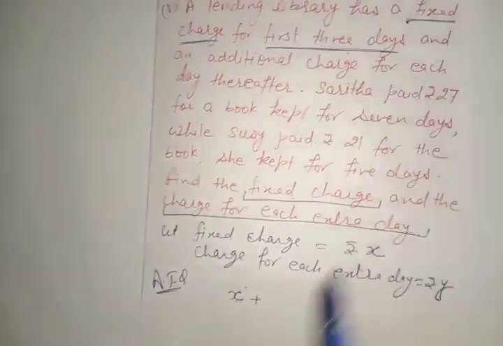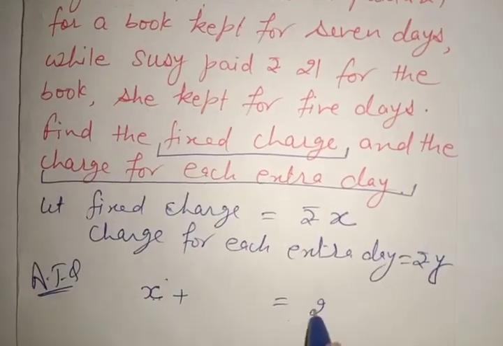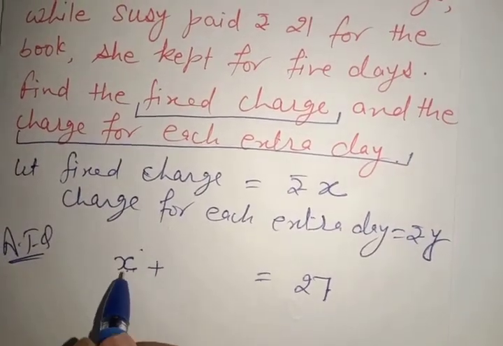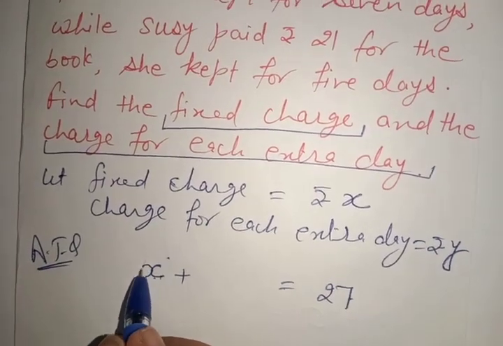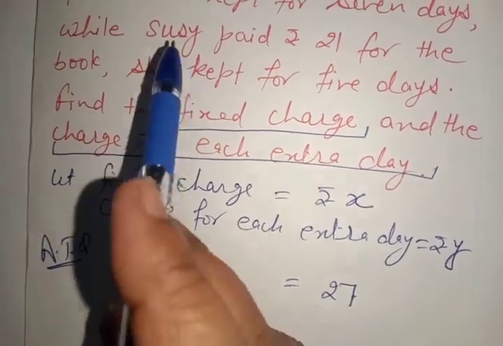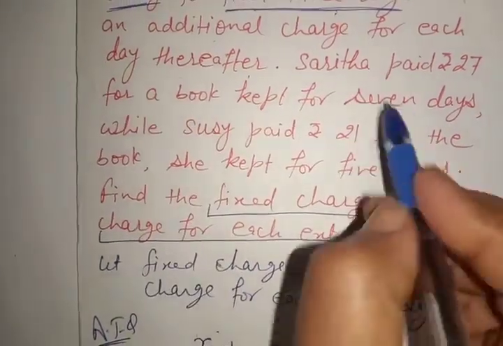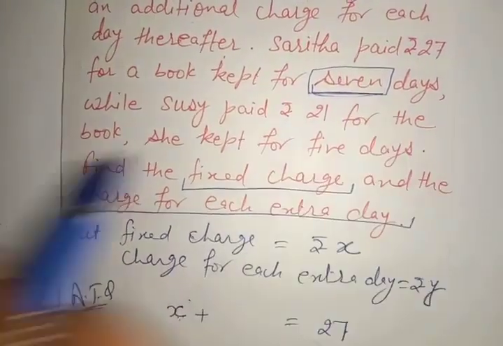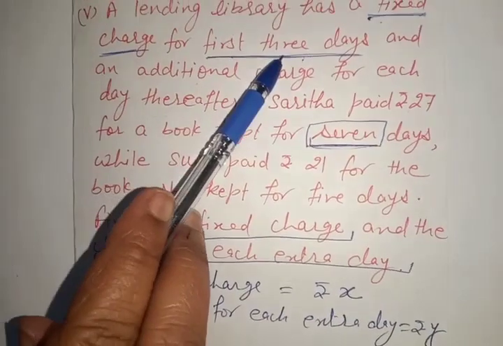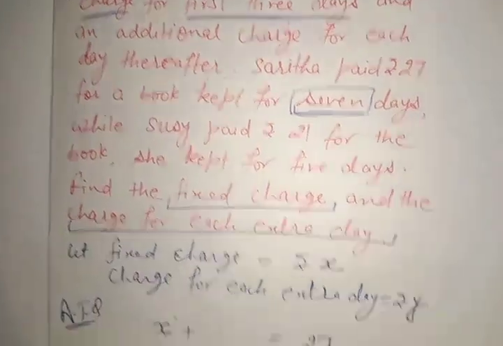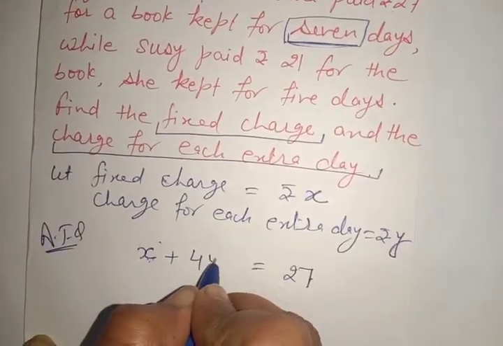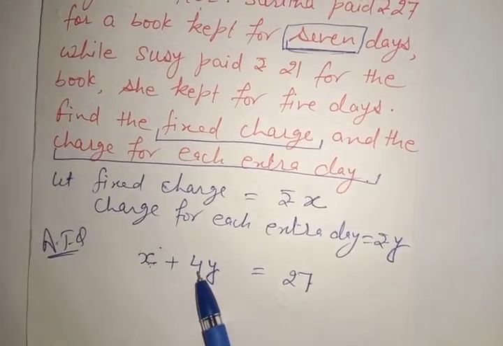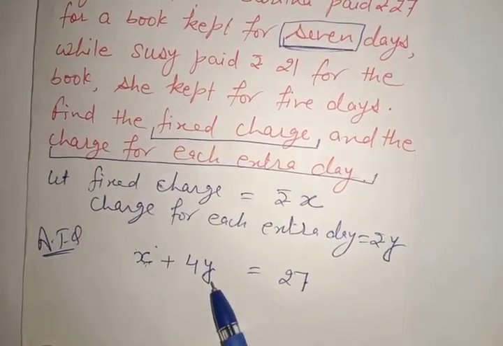So Sarita paid rupees 27. She paid 27. X is the fixed charge, so for 3 days it is x. And how many days did she keep the book? She kept the book for 7 days. Out of the 7, for how many days has she paid? She has paid for 3 days. So how many days are left? 4. She has to give, just like a fine you can say. So just for 4 days she will give 4y money.